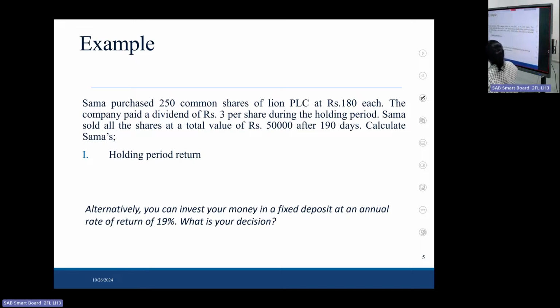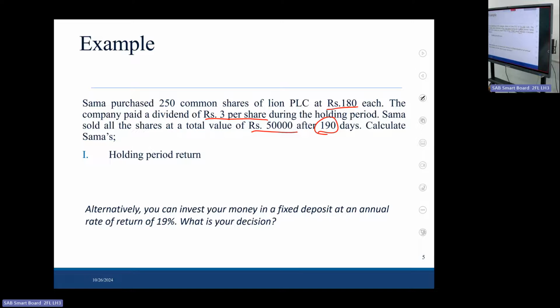Now look at this example. Sama purchased 250 common shares of Lion PLC at a price of 180 rupees each. The company paid a dividend of 3 rupees per share during the holding period. Sama sold all the shares at a total value of 5,000 rupees after 190 days. Calculate Sama's holding period return.